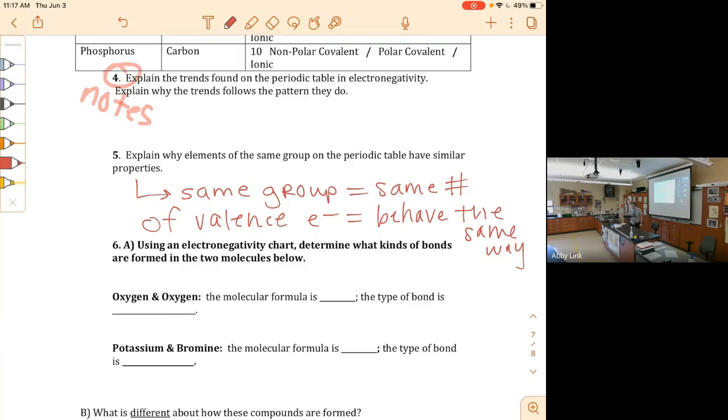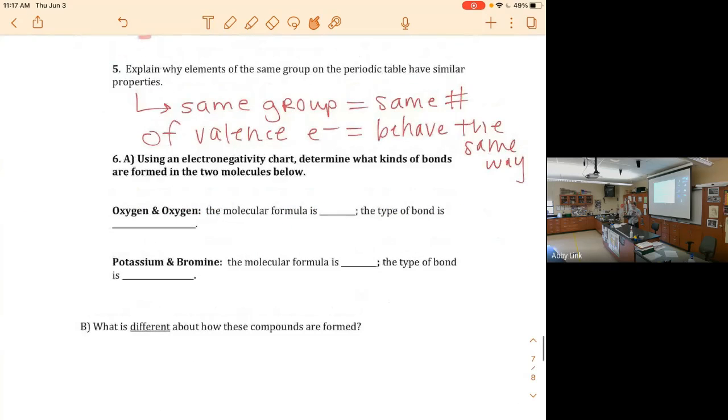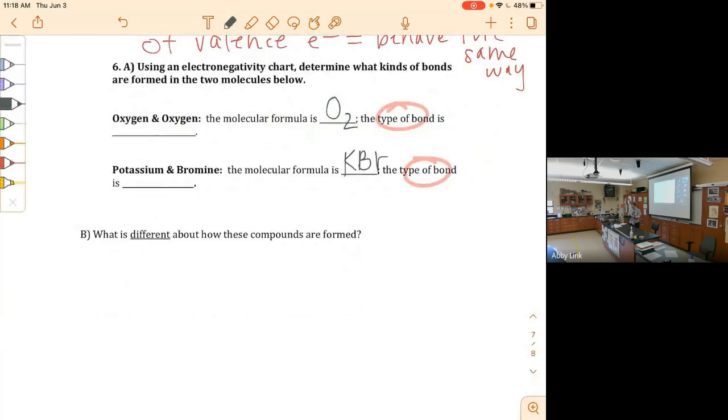The last thing that I want to do is just talk about number 6 really quick. Number 6 always confuses people. They're asking you for the formula for an oxygen to oxygen compound. That's really just O2, like our diatomic gas. And then potassium and bromine is going to be KBr. You're going to go ahead and figure out the type of the bond. And then letter B says, what is different about how these compounds are formed? You want to talk about the electrons. I'll show you what I mean by that.